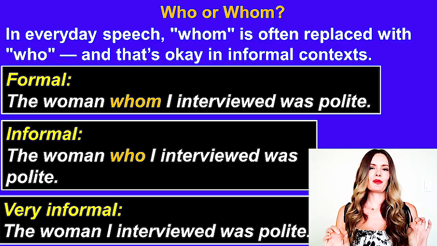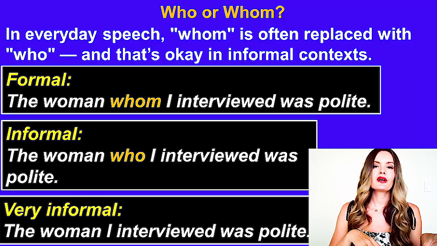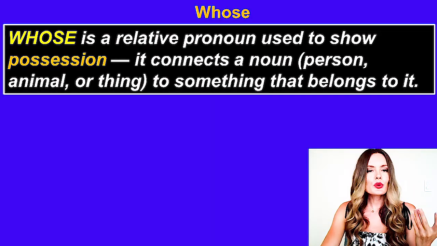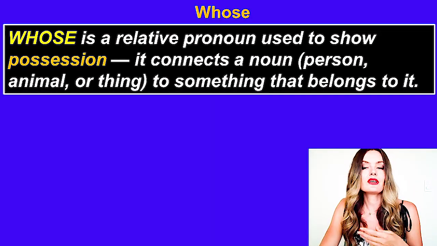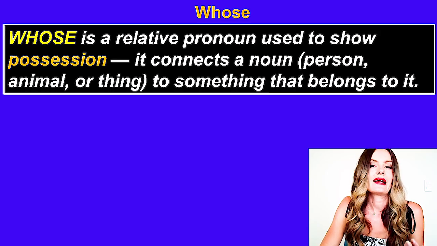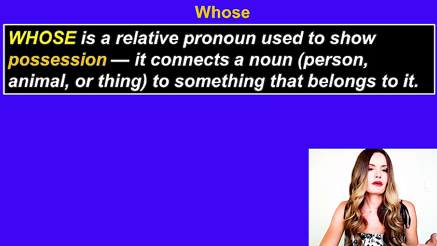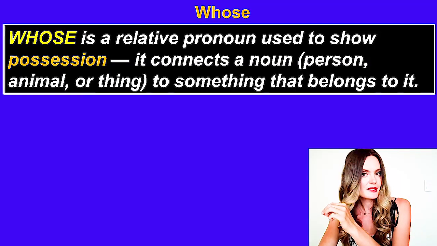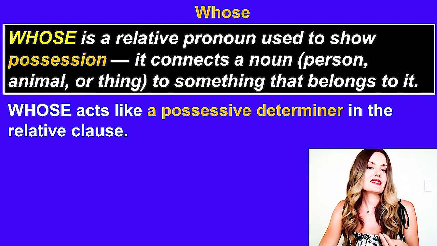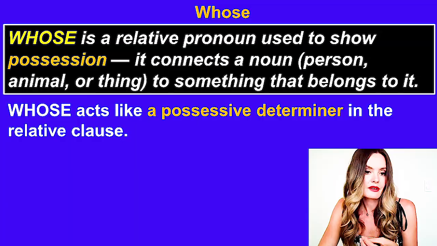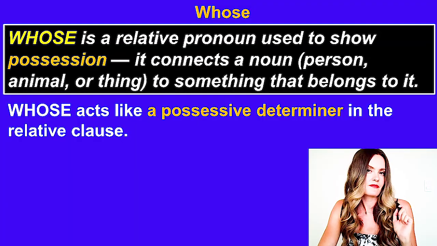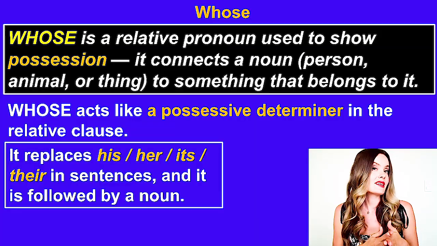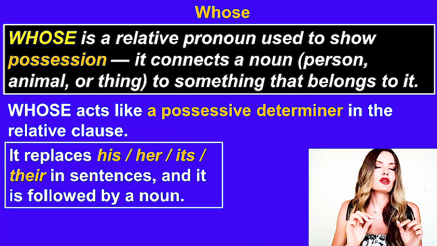All right, great job. So we are done with who and whom. Now let's talk about whose. Whose is a relative pronoun used to show possession. It connects a noun, person, animal, or thing to something that belongs to it. Whose acts like a possessive determiner in the relative clause. It replaces his, her, its, their in sentences, and it is followed by a noun.